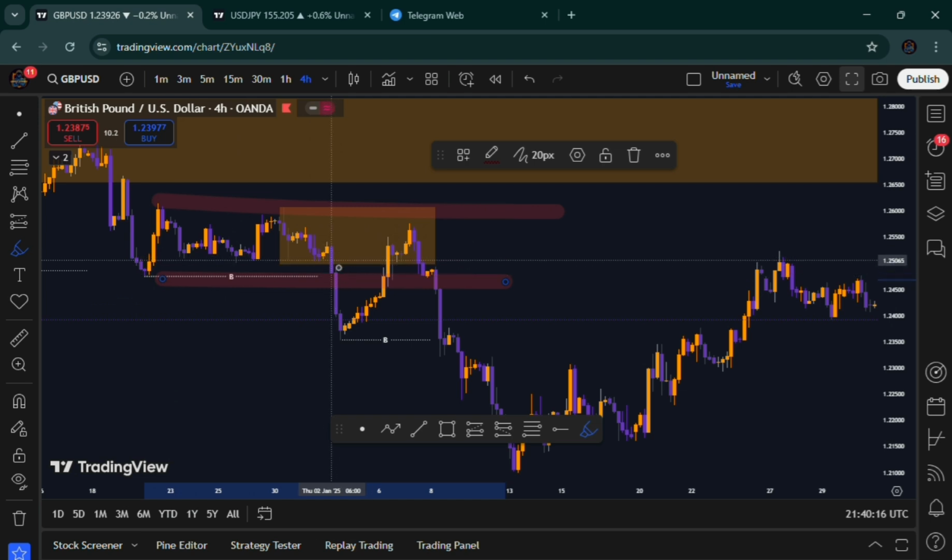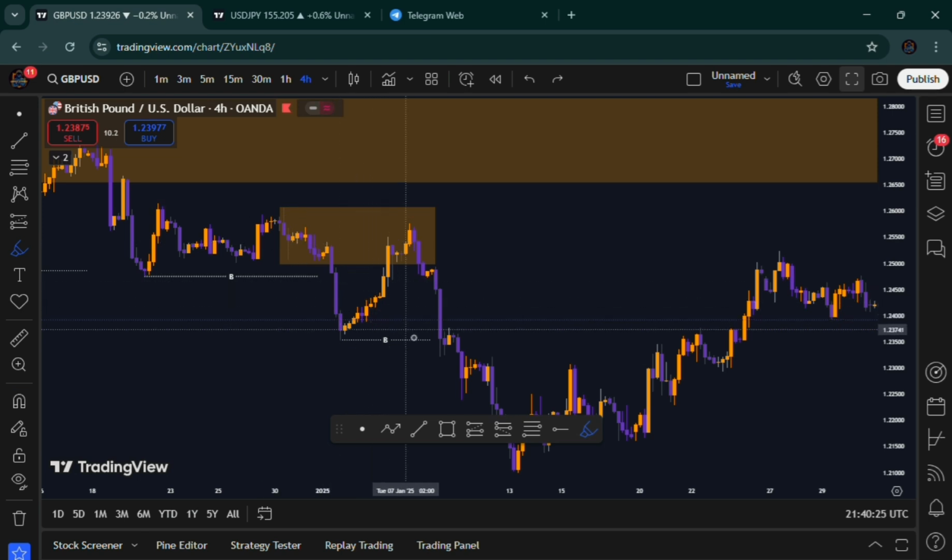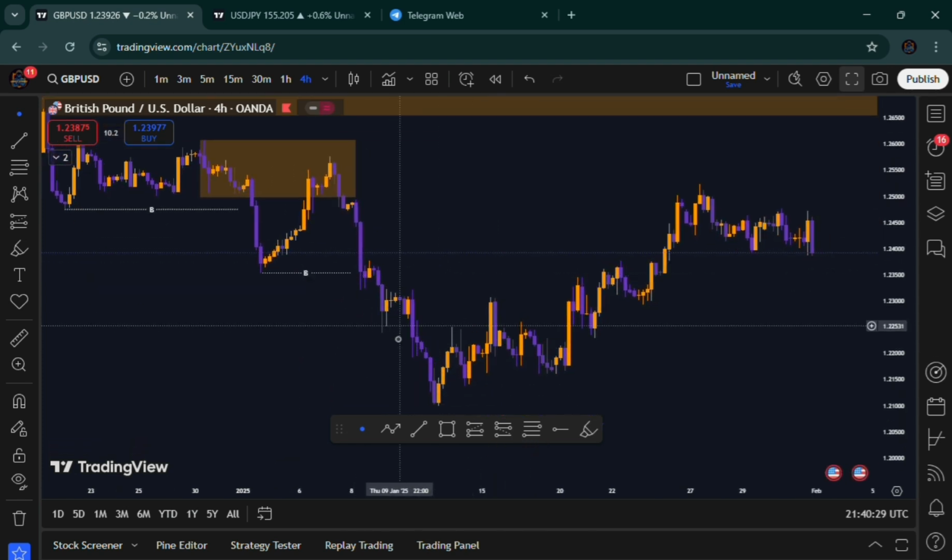Now we have a fair value gap here. This is the last level where the last transaction was held between the institution. So y'all can see this, right? I hope you understand what I'm actually talking about right here. So here, this isn't a valid pullback.